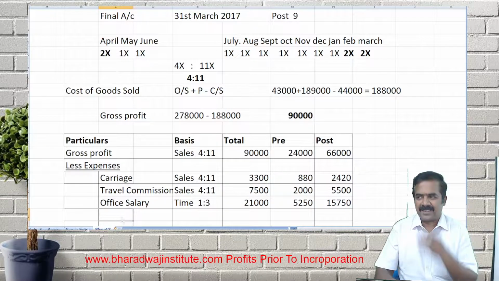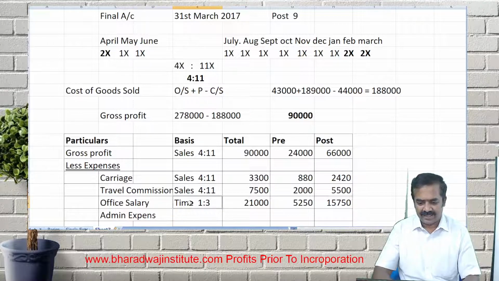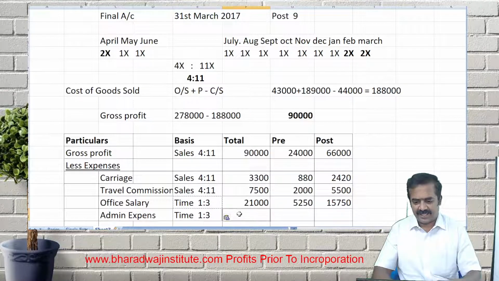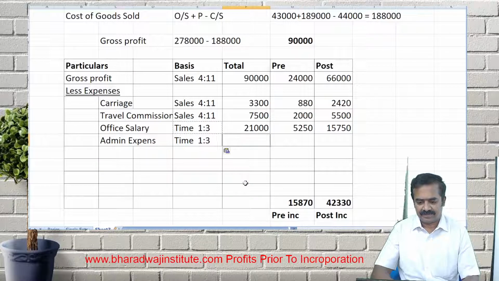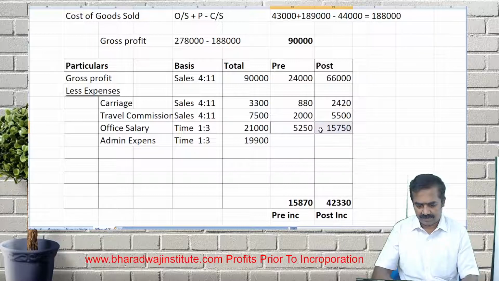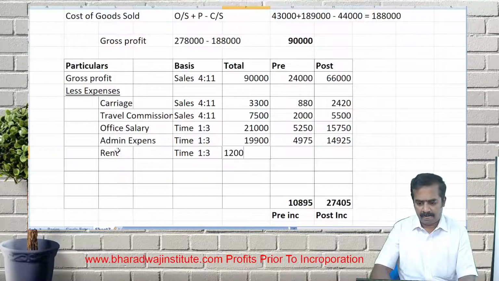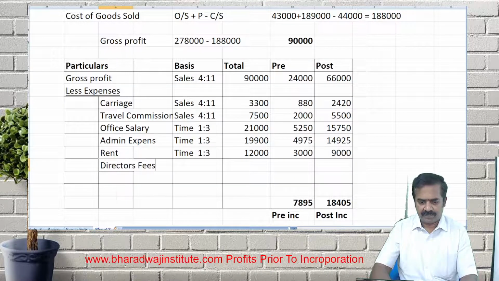Next, coming back. Administration expenses and ratio. Time ratio. What is the time ratio amount? 19,900. Next, rent, time ratio, 12,000. Then director fees. Post-incorporation. How much is the amount? 18,000.